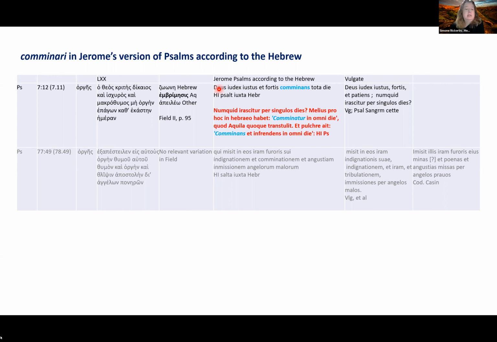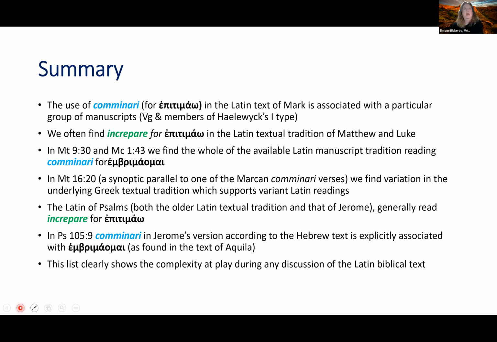So to summarize the use of comminari. In Mark 10:48, we find the Latin text of a selection of manuscripts attesting a reading, comminari, otherwise not found in the parallel passages of Latin Luke and Mark. We've also established that this variation is not limited to one passage, but is actually present in these manuscripts in association with epitomao across the whole of the Markan text. Contrary to this, we find increpare and other readings for epitomao in the Latin textual tradition of Matthew and Luke.